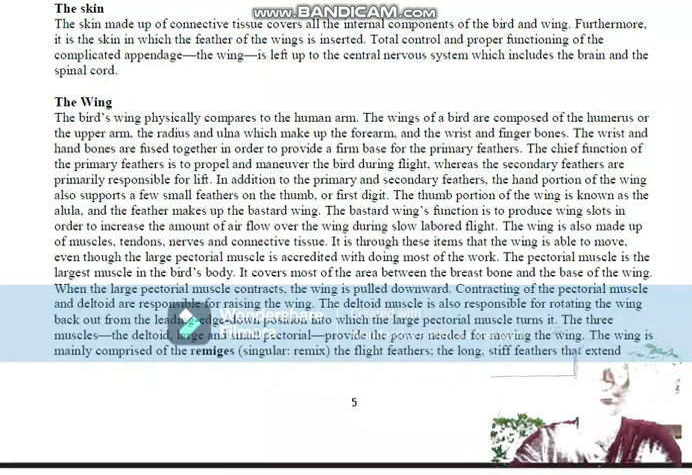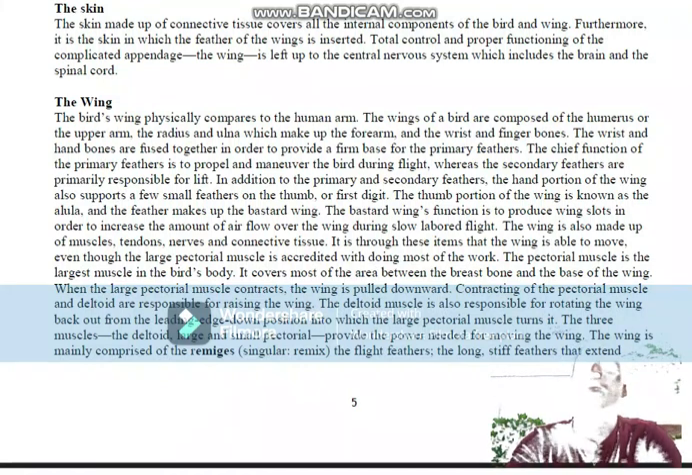Check on the skin and the wings exactly. We're going to base on the wings, and we're going to touch a part of the skin because the skin is kind of associated with the feathers, and the feathers are mainly associated with the wings together with the skin. Now, the skin is primarily made up of connective tissues of all the internal components of the bird and wings. Furthermore, the skin is the component in which the feathers are mainly inserted.